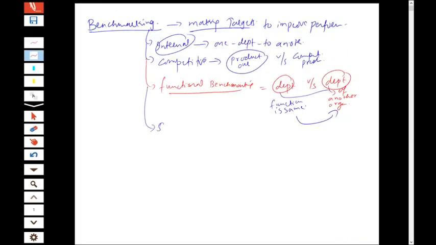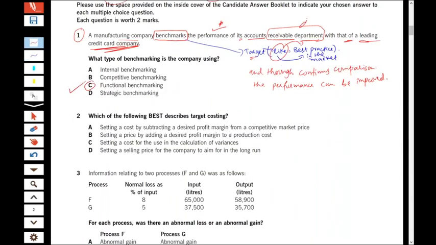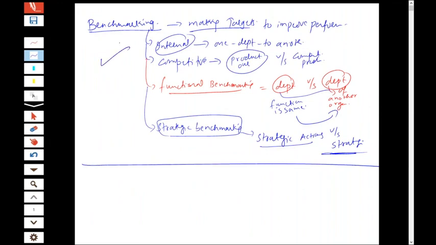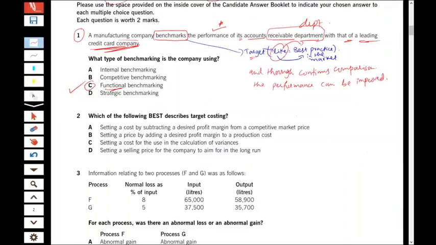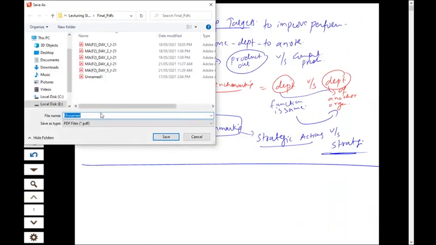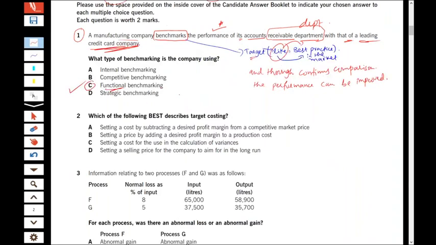And what is strategic benchmarking? Strategic benchmarking involves strategic actions versus strategic actions. And this is the departmental thing, so that is why it's functional benchmarking, okay? That's why it is functional benchmarking. Now, I have explained whatever I can related to this topical revision. This is functional benchmarking, okay?